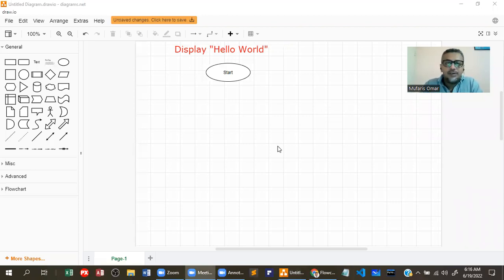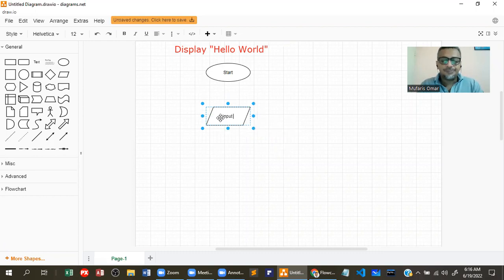Yes, input. Very good. So you have to input the word hello world. Yes, input the letters. Now we have a question: how do you write the input symbol? What is the input symbol? We have a parallelogram. They have accepted this as a standard, so everyone accepted this. So this is our input.